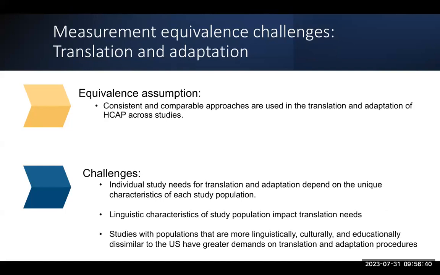So when we think about that process of translation and adaptation, most of the studies have had to do that work to make it accessible to their study population. Each individual study has specific needs with regard to this translation and adaptation process. Linguistic diversity is one thing that really varies across countries. The HRS HCAP, for example, was translated from English into Spanish, so two languages total, whereas the La Ciudad study, for example, had 11 different languages that had to be translated and equated. Ultimately, studies with populations that have more linguistic, cultural, and educational dissimilarity to the US as the source population just inherently have greater demands on those procedures of translation and adaptation.